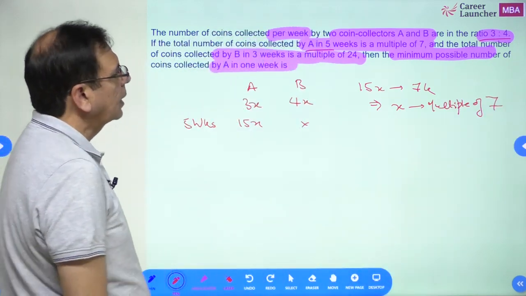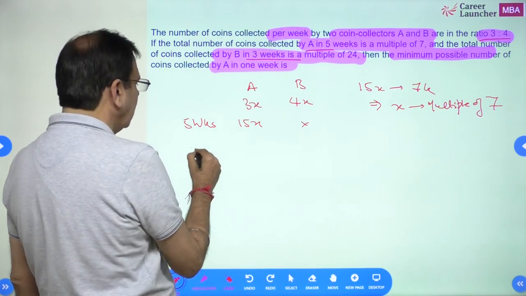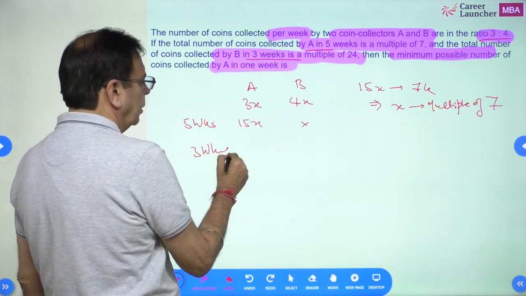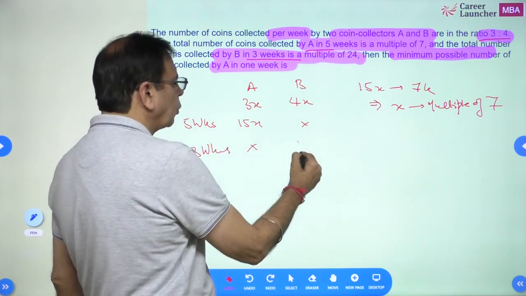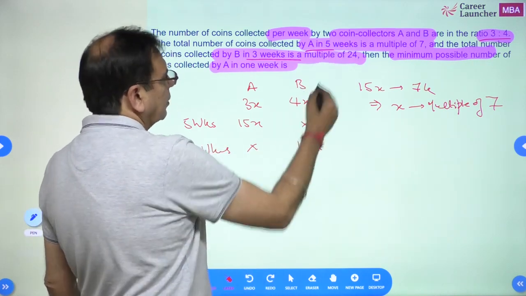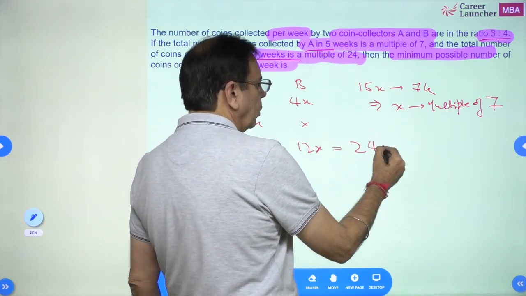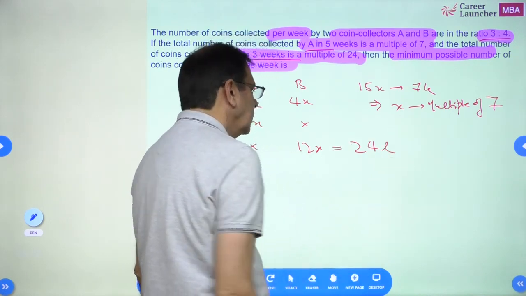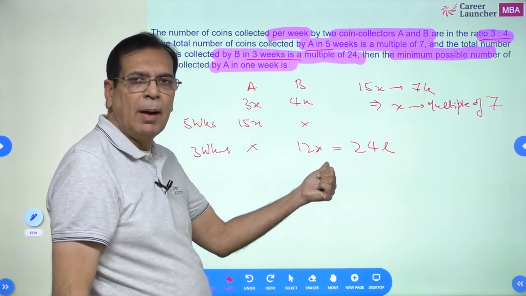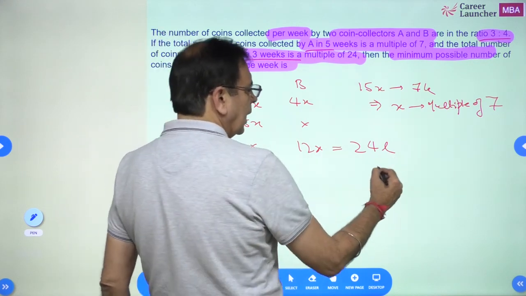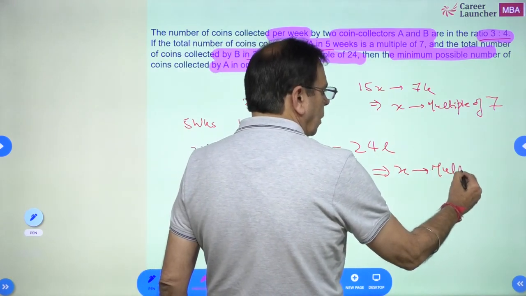चलो अब दूसरे पे आ जाते हैं. Total number of coins collected by B in 3 weeks. 3 weeks में हमें अब A से कोई लेना नहीं, B की बात करते हैं. In 3 weeks, how much will he do? 12x. And this has to be a multiple of 24. If this has to be some multiple of 24, let's say L. Now 12 is there, so x has to be a multiple of 2. So this is telling me that x should be a multiple of 2.